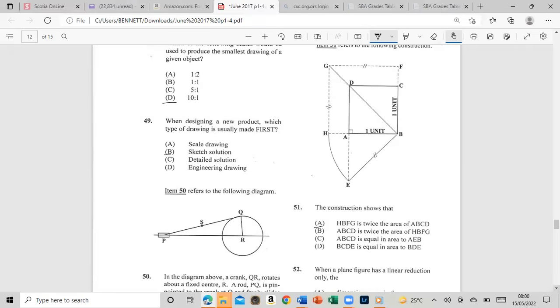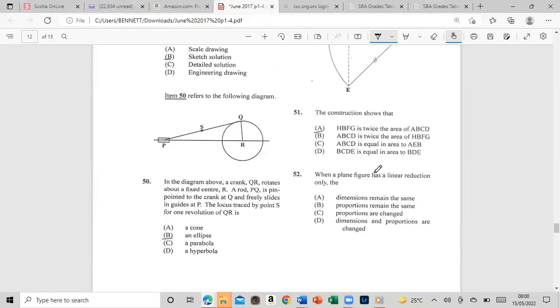All right, so let's move on to 52. When a plane figure has a linear reduction only, the dimensions change, but the proportions remain the same. And that would be B.